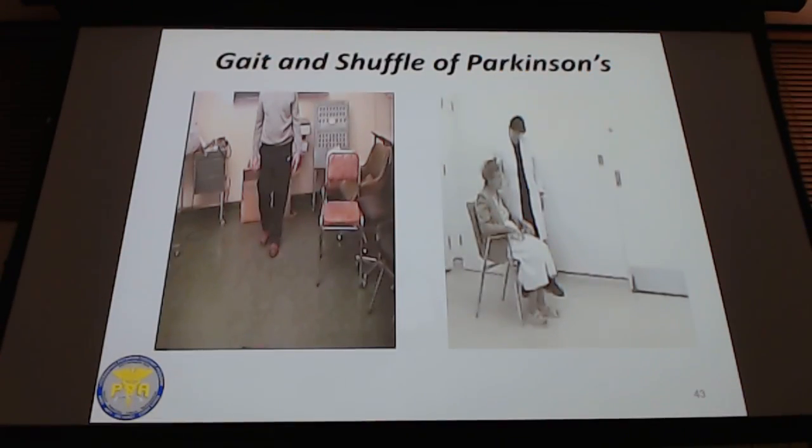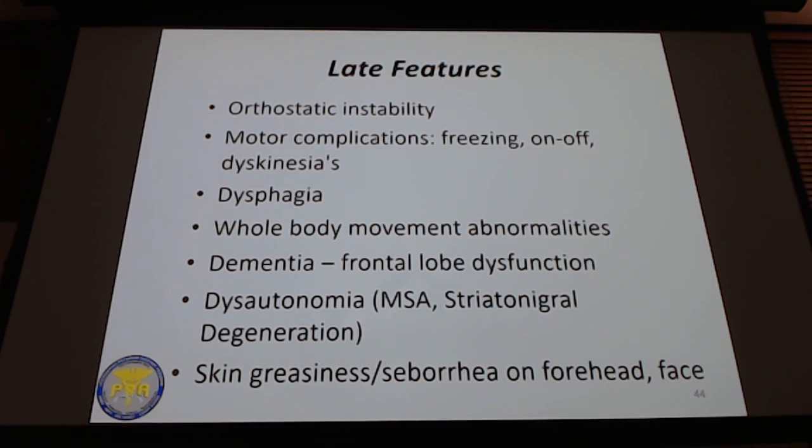Got it. So, gait shuffle, just showed you. Late features: orthostatic instability. You get this freezing, on-off phenomenon, which I'll talk to you about in a second. Dysphagia, difficulty swallowing. Does that pose a problem? It's usually how we're going to get them. They're usually going to succumb to this disease from aspiration pneumonia or some sort of respiratory issue.